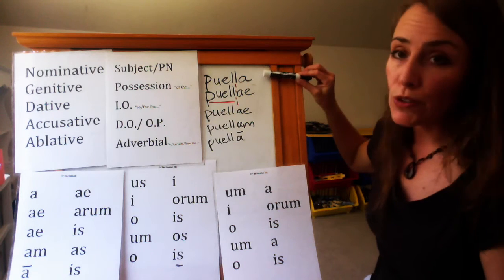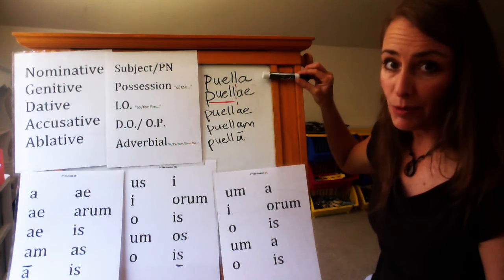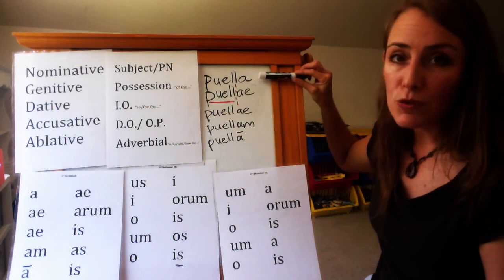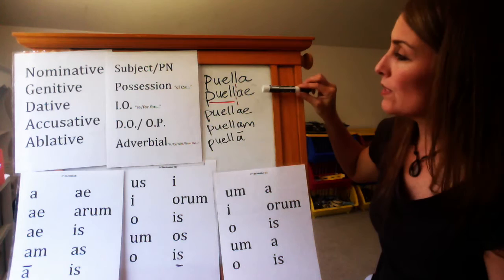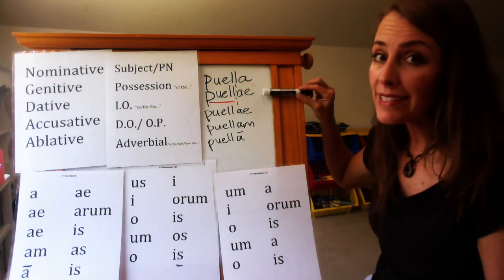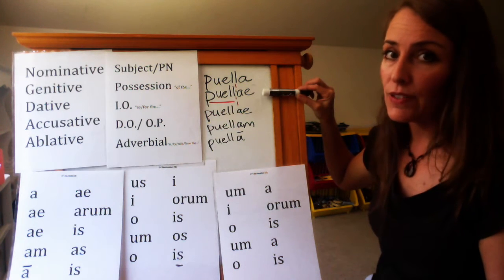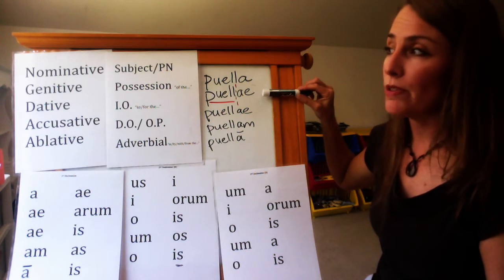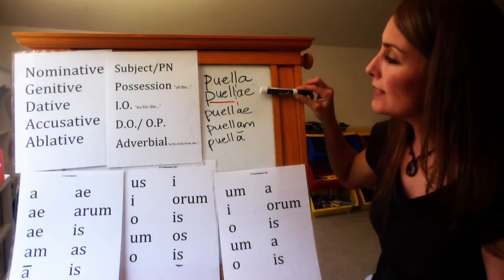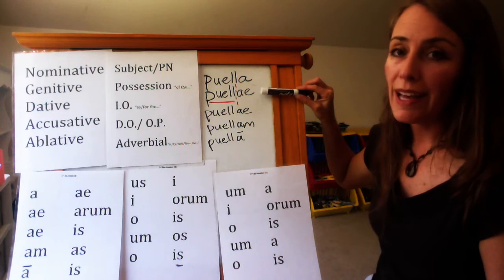If I was going to use girl as the subject of my sentence, so the girl sang, remember from our first example, I would have to put puella in this form. If I was going to use the second sentence, which was the girl's dog sat, or it could also be the dog of the girl sat. Of is a very, very good way to remember the genitive case. You'll never go wrong if you use the word of. I need to put the word girl in this form, puellae.